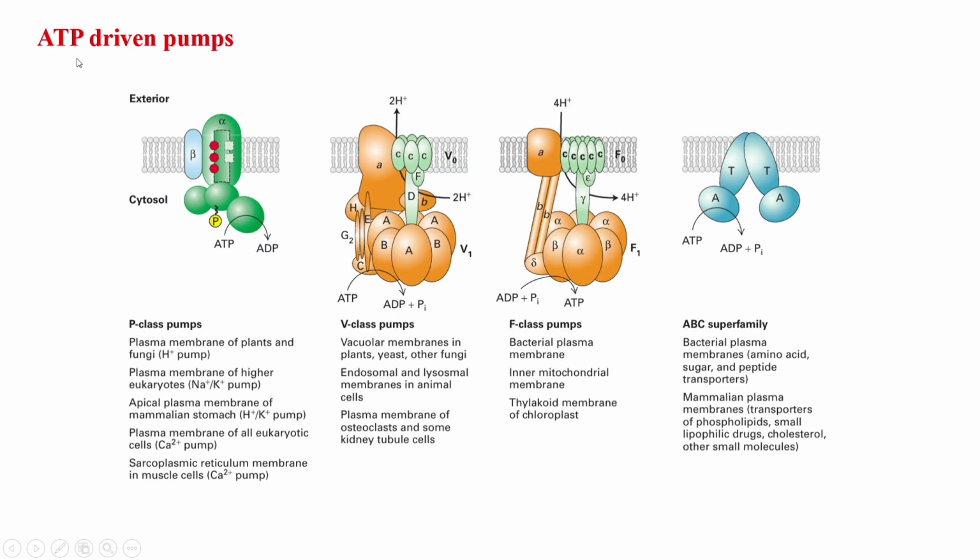And these are the different types of ATP driven pumps. One is called the P class pump, another is the V class pump, the F class pump, and the ABC superfamily. I will also make separate videos on all these different ATP driven pumps, but the basic fact is that ATP will always be broken down into ADP, and that energy will help to move the molecules or ions from lower to higher concentration. That means it performs active transport.